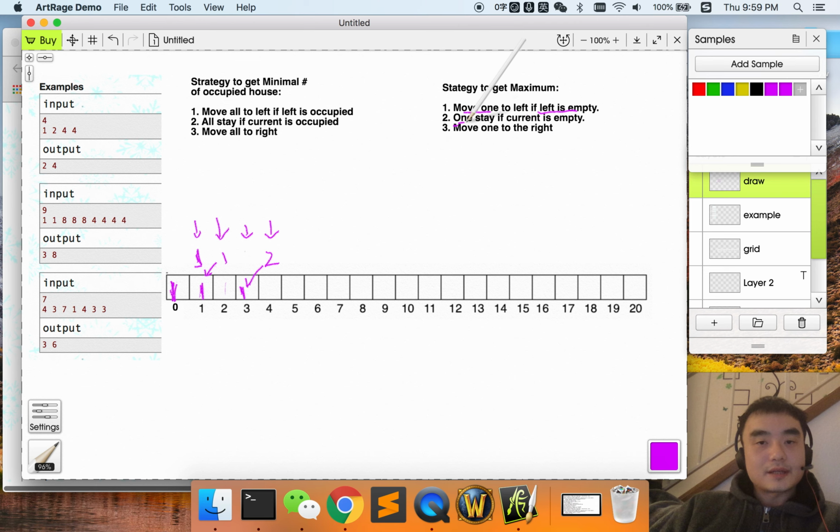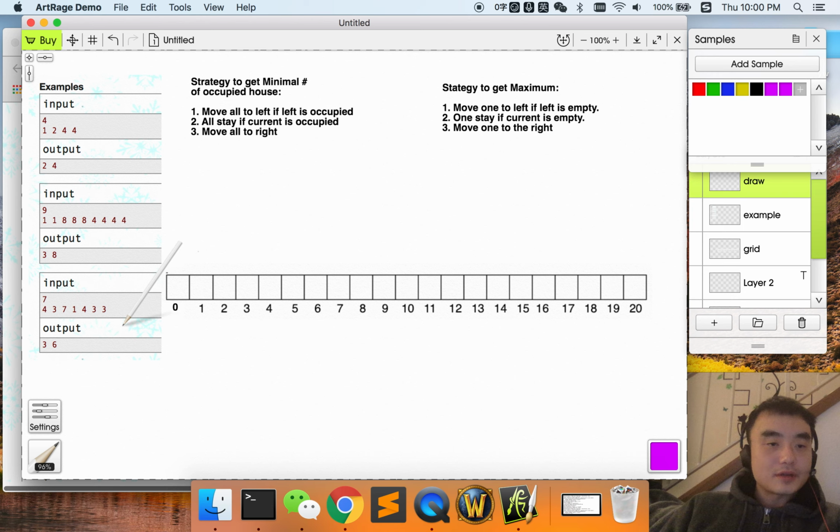Then we try the second strategy. One stay if current is empty. So current is empty. So one of them stay here. So move one to the right. So we already place all of the people inside this house. So no more left anymore. We cannot pursue the third strategy, right?